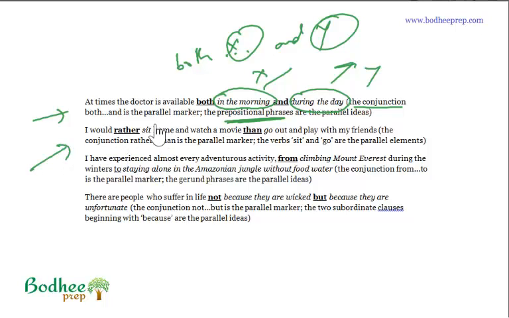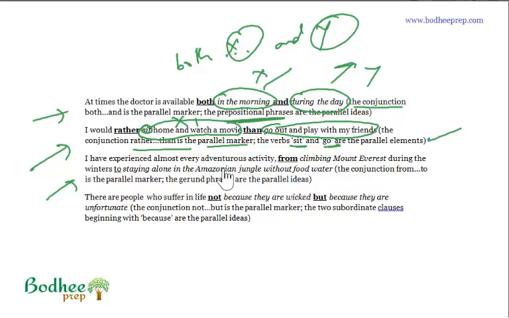I would rather sit home and watch a movie than go out and play with my friends. So we have two things. The conjunction rather than introduces element one, X1, sit home. So we have sit as the verb: sit home and watch a movie, then go out and play with my friends. The conjunction rather than is the parallel marker. The verbs sit and go are the parallel elements. Sit and go are the parallel elements, so that's correct. And let's go to the next one.